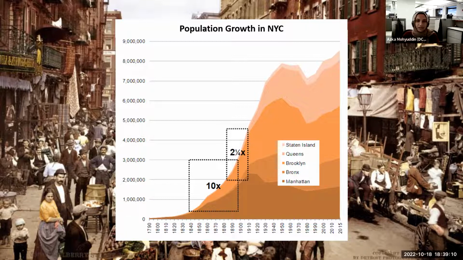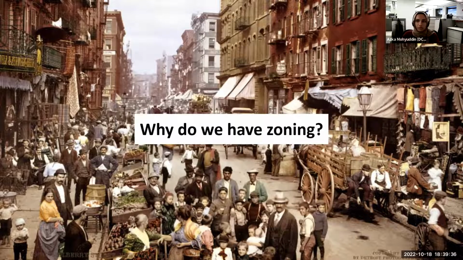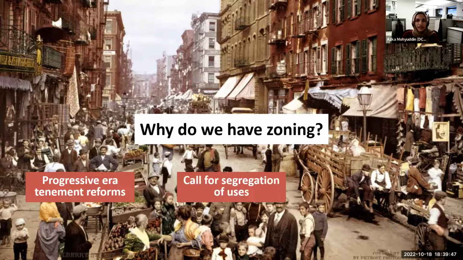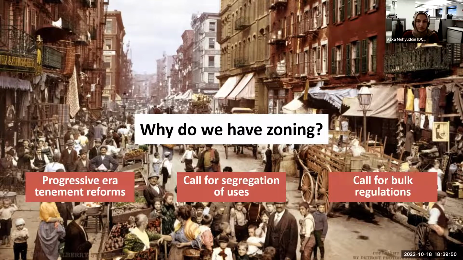This was before we had the subway that led to more spread out density within New York City, so a lot of people were living in the same space, which led to a lot of public health concerns, and that eventually required zoning to spread out how we use the space for essentially for people. So the three themes that responded to these concerns were progressive era tenement reforms. Then there was a call for segregation of uses and a call for bulk regulations.